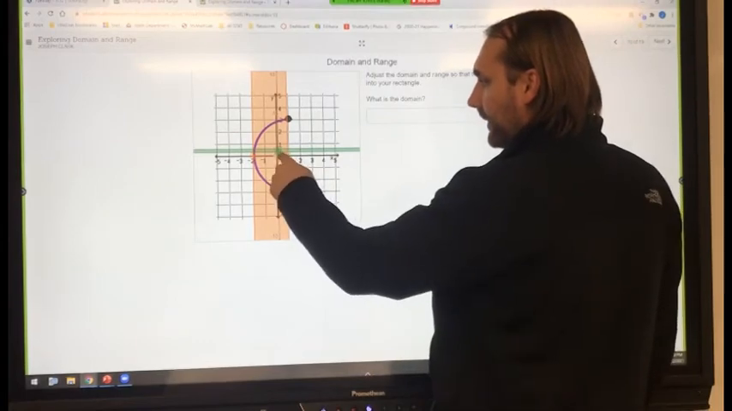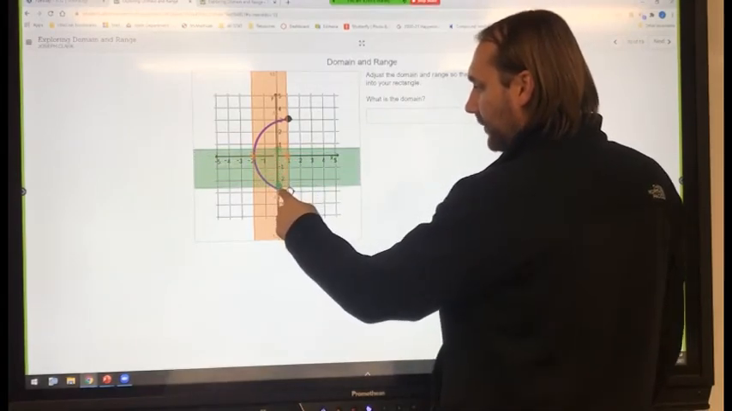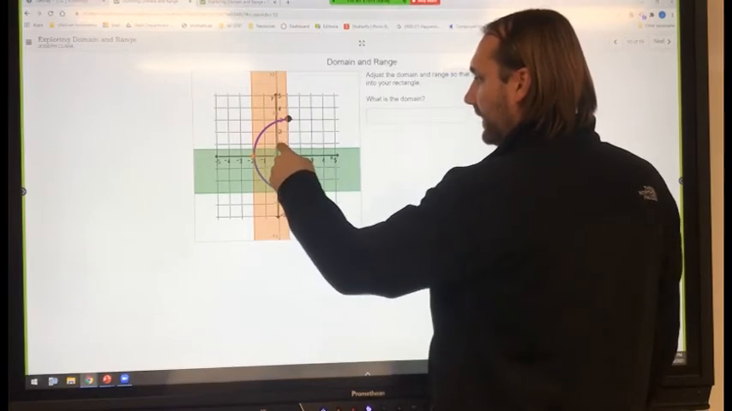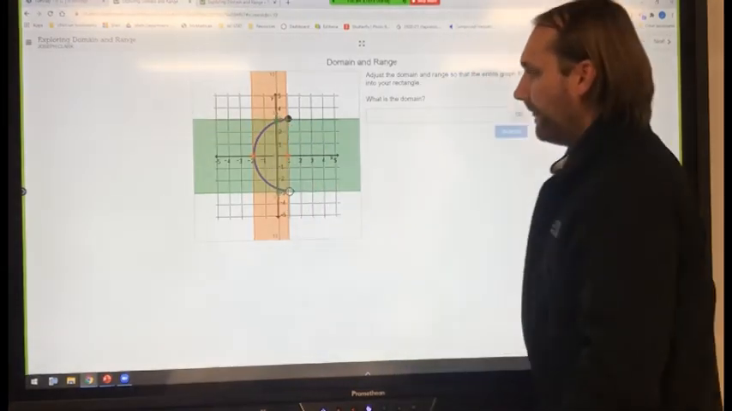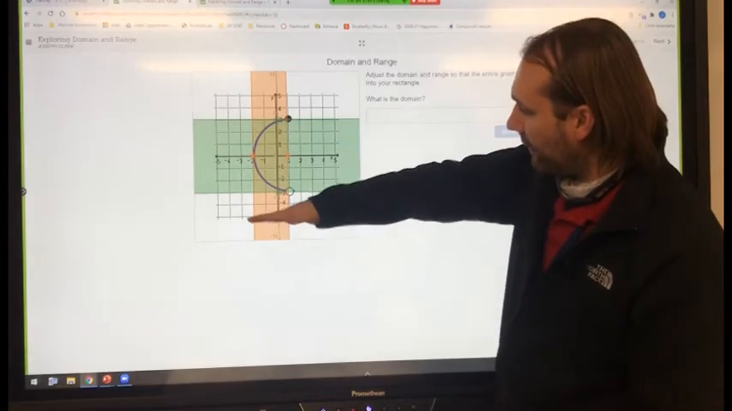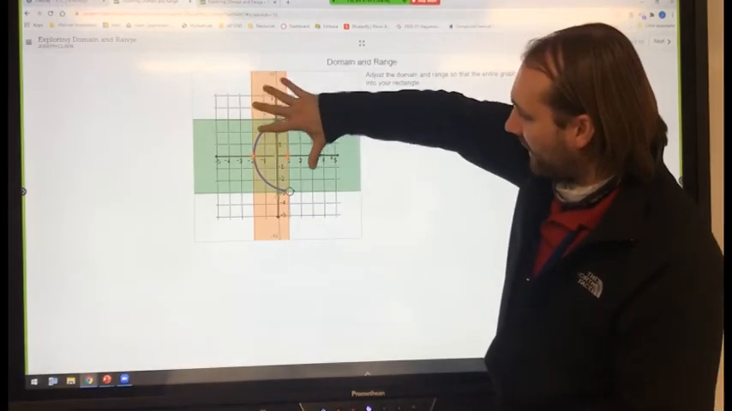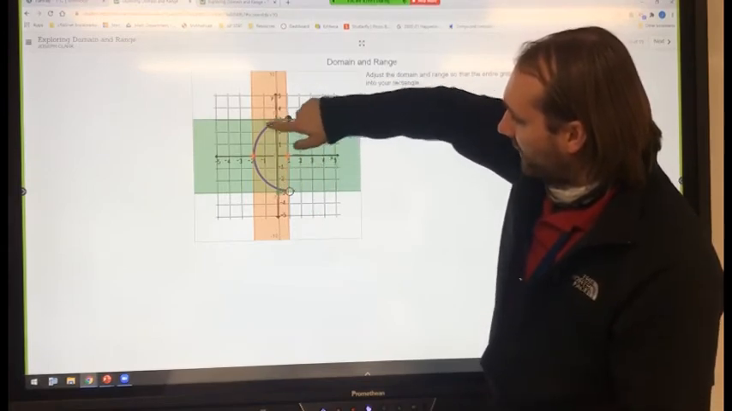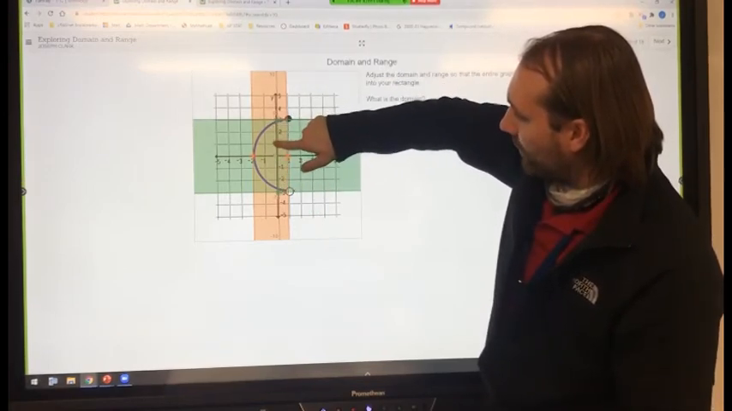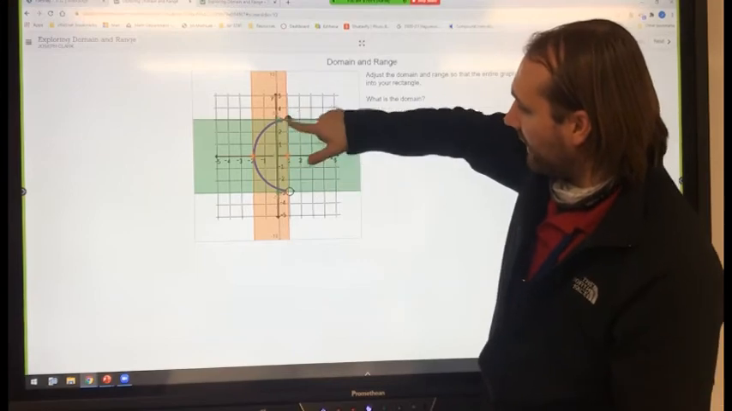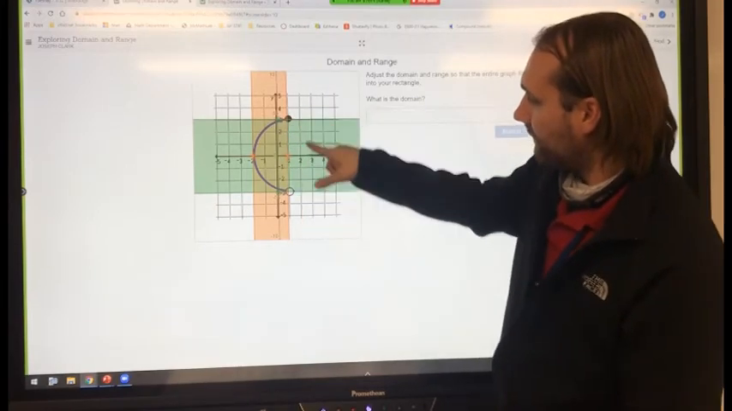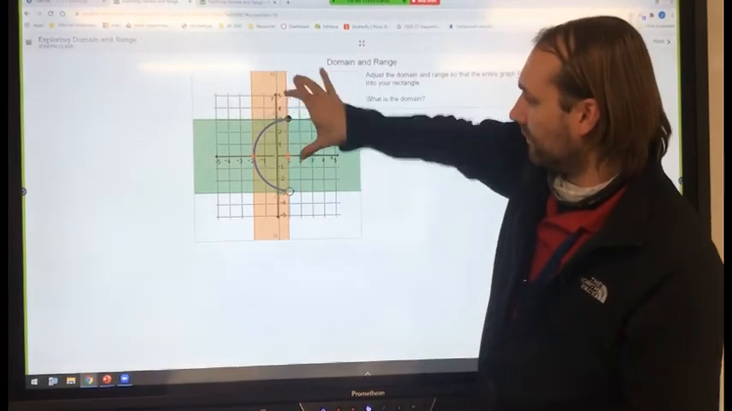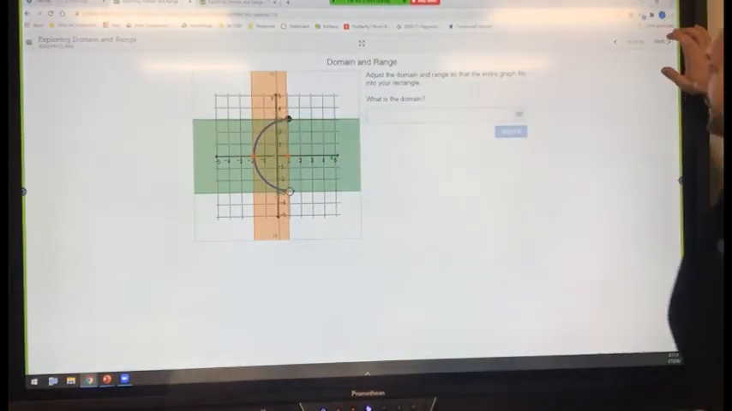That's the domain. The range is the Y. What is my lowest value? Negative 3. What is my highest value? 3. Again, none of my graph is below the green or above the green. I boxed in the range. And together, no part of this graph is outside the green or the orange. It is completely inside the green-orange area. That's our whole goal with the domain and range, to get it completely boxed in.